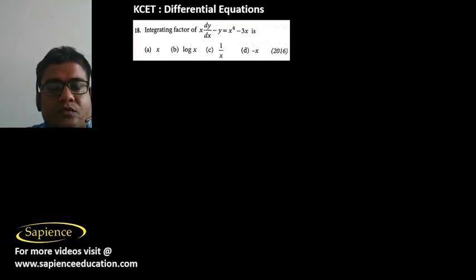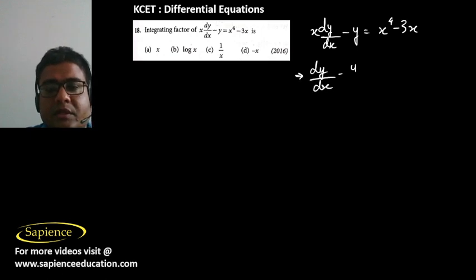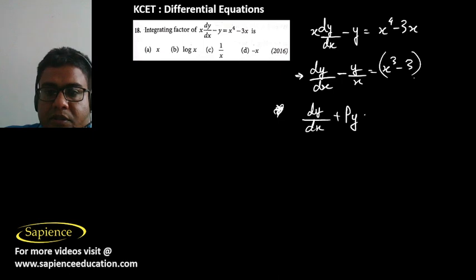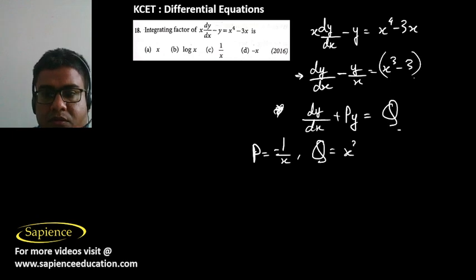Here we have to find the integrating factor. It is a linear differential equation: x into dy by dx minus y that is equal to x cube. So dy by dx minus y by x equal to x squared. So here, it is a linear first order equation dy by dx plus Py equal to Q, where P is a function of x, and Q is also a function of x.